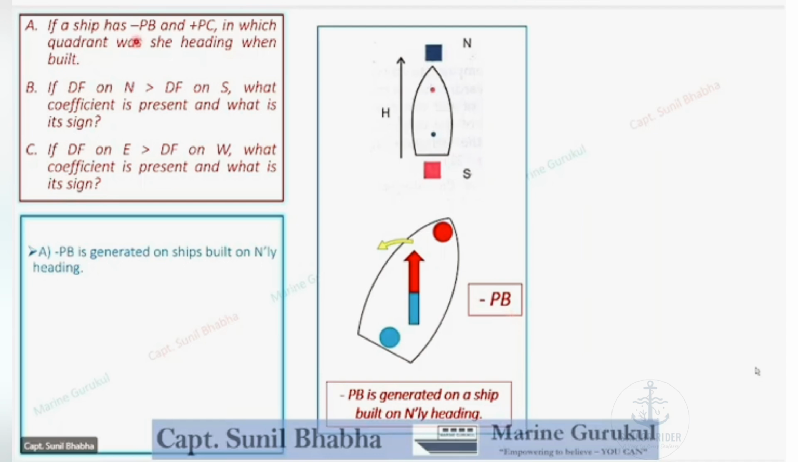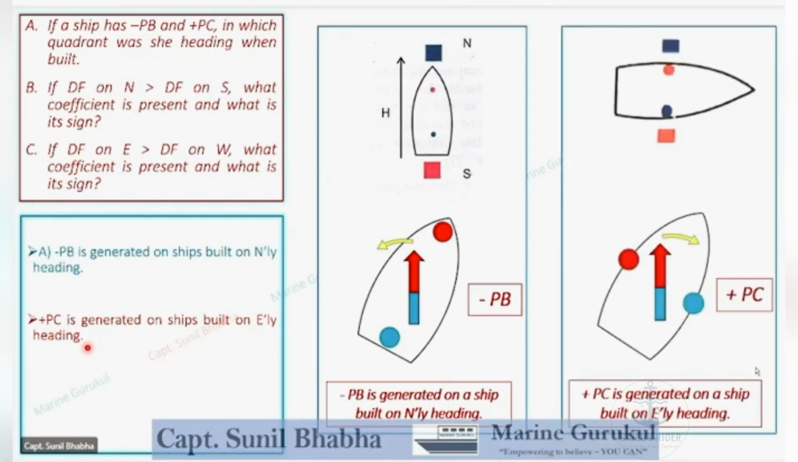So the question says that the vessel has minus PB. So minus PB is generated on a ship which is built on a northerly heading. So this simply tells us that the heading of the ship on which it was built has a northerly component. So whatever heading she was built on certainly had a northerly component. Now the question says that the ship has positive PC or plus PC. Positive PC is generated on ships which are built on an easterly heading. So let me again explain this to you using the diagram.